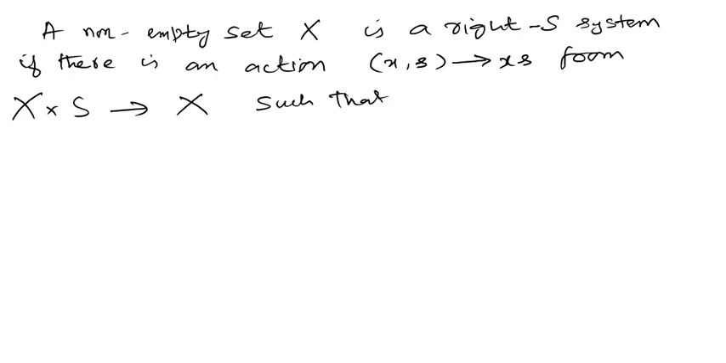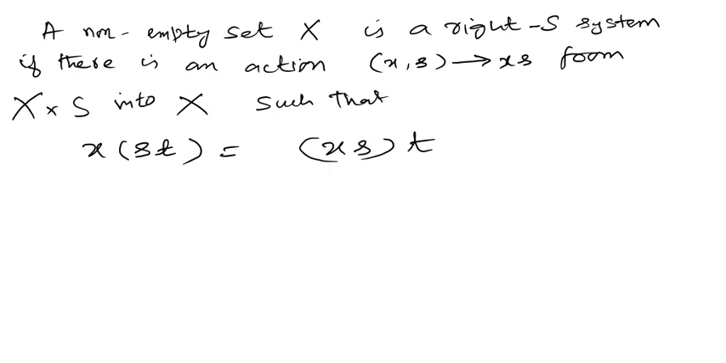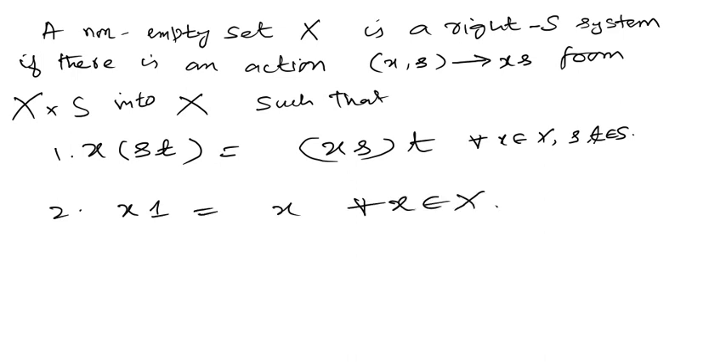such that (xs)t = x(st) for all x in X and s, t in S. And the second property is, sorry, it's x1 here now, x1 should be equal to x for all x in X. That's the definition of right S system.